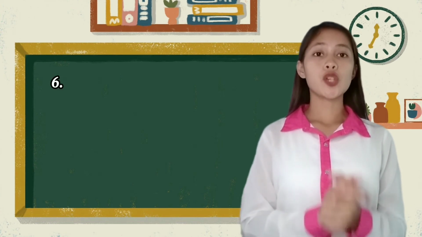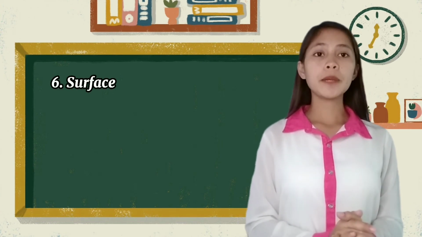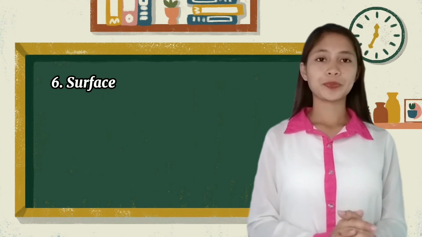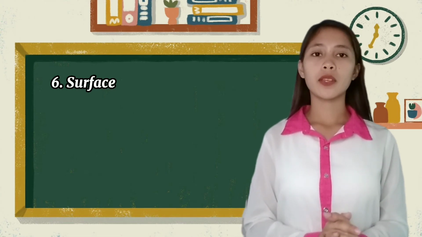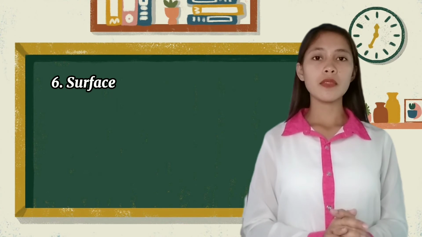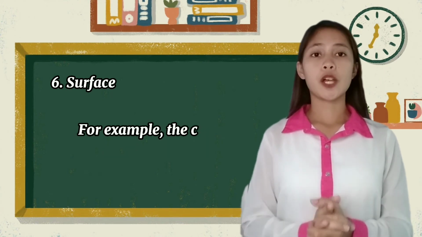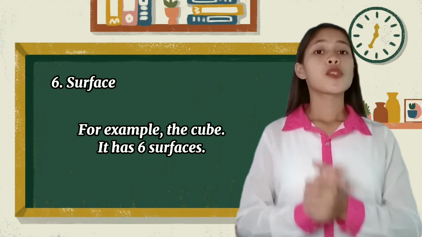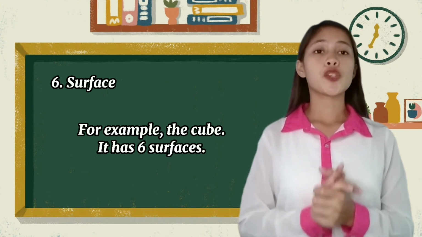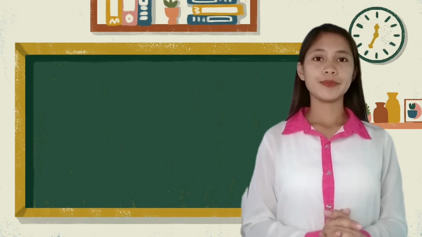The next is surface. Marvin, please read the definitions. Thank you. Surface is the outer characteristic. For example, the cube. The cube has 6 surfaces. Are we clear with that?